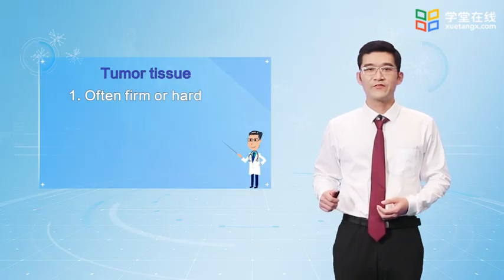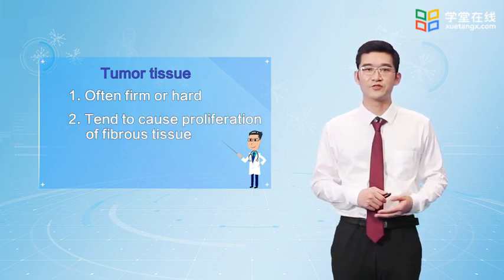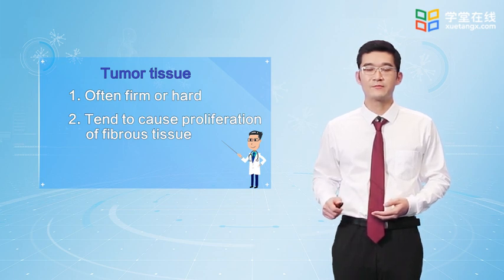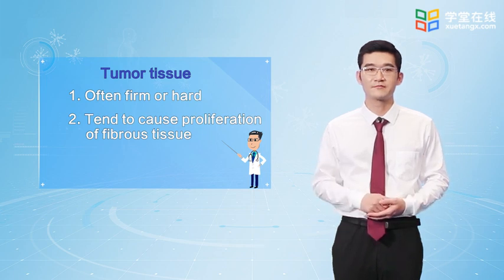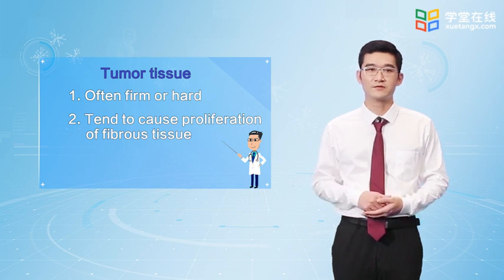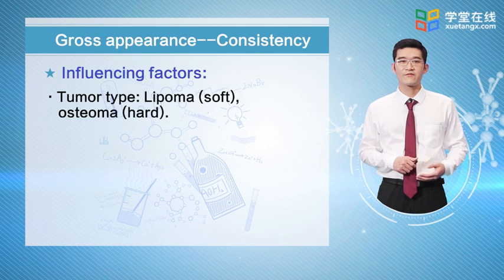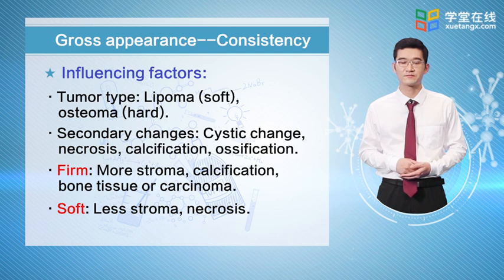Tumor tissue is often firm or hard because tumor cells tend to cause proliferation of fibrous tissue. And this is the reason why neoplasms usually cause palpable lump in accessible size. The composition and secondary changes determine the consistency of tumor. Neoplasms deriving from fat tissue are usually soft, while bone tumors are hard. Some tumors show hard consistency due to dystrophic calcification. If there are large areas of necrosis, tumors will be soft.